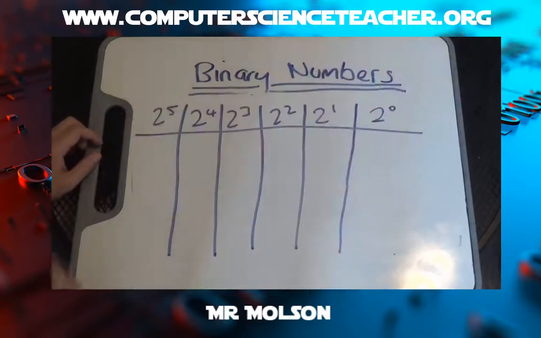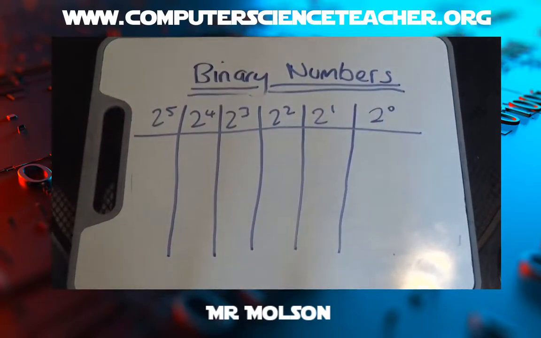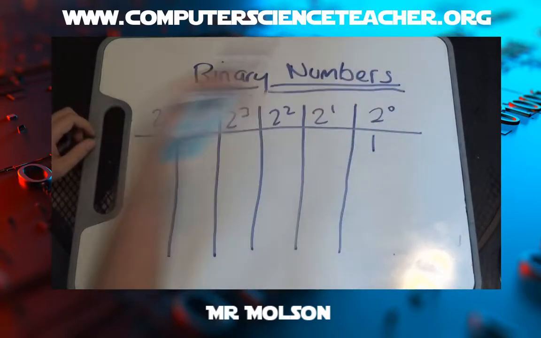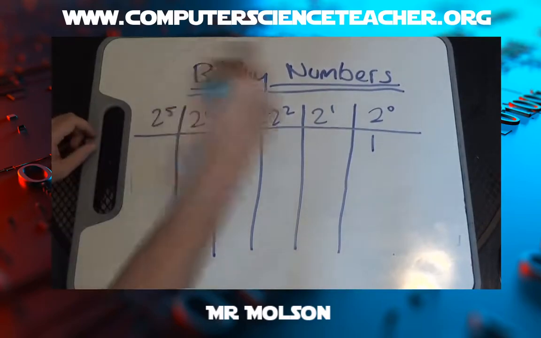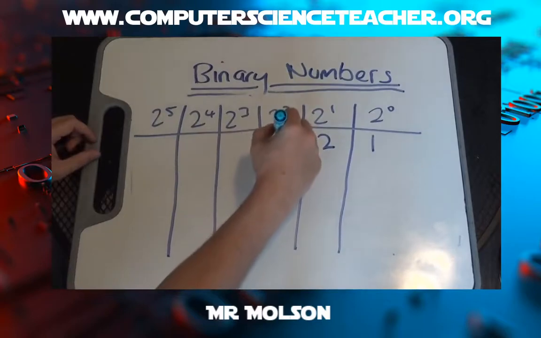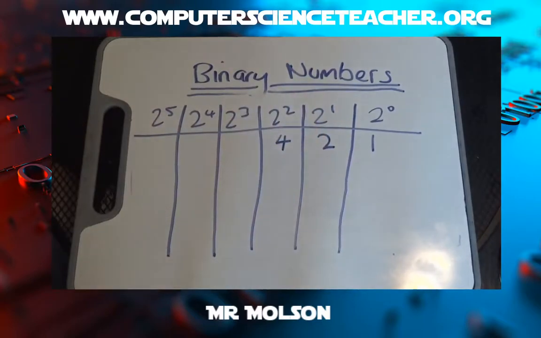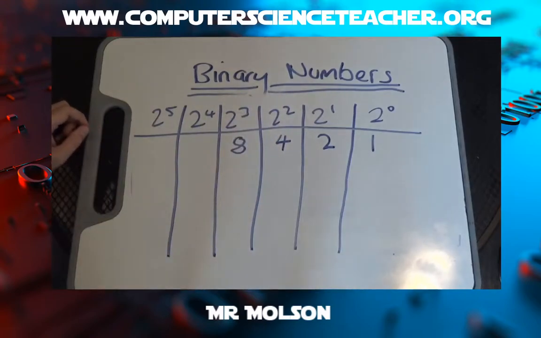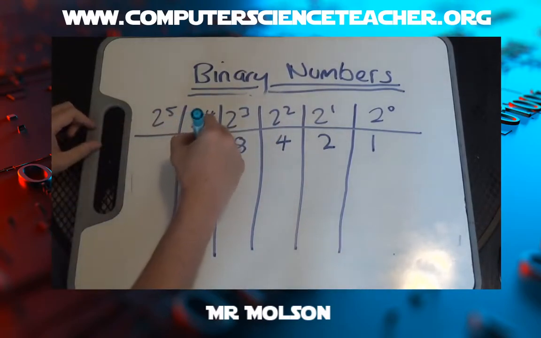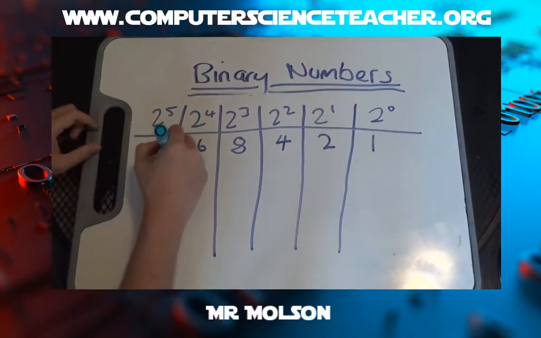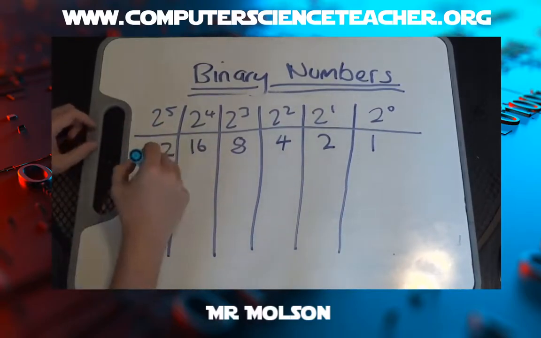Okay, so 2 to the 0. Hopefully you should remember this from maths, you do this at IGCSE maths. Anything to the power of 0 is 1. So that one's 1. 2 to the power of 1 is, of course, 2. 2 to the power of 2 is 4. 2 to the power of 3 is 8. 2 to the power of 4 is 16. And then 2 to the power of 5 is 32.